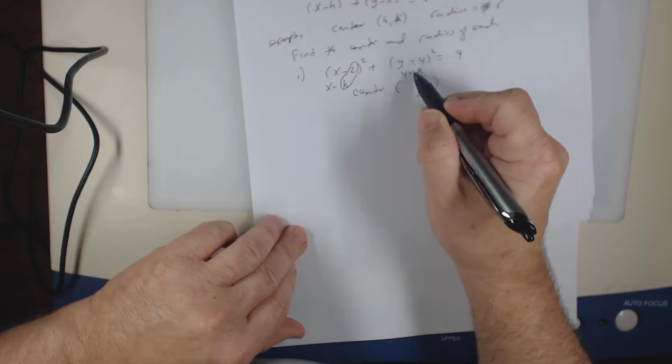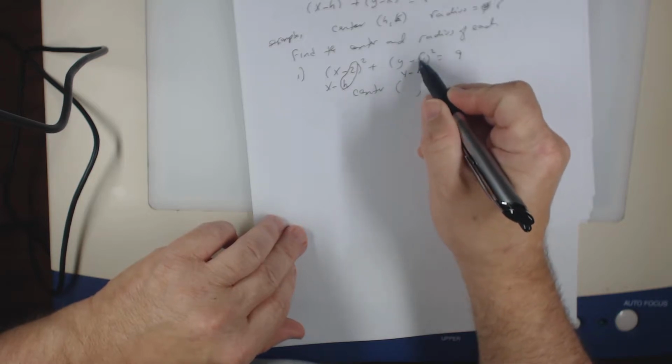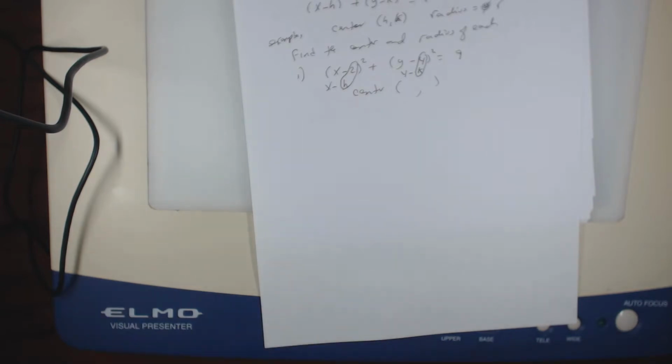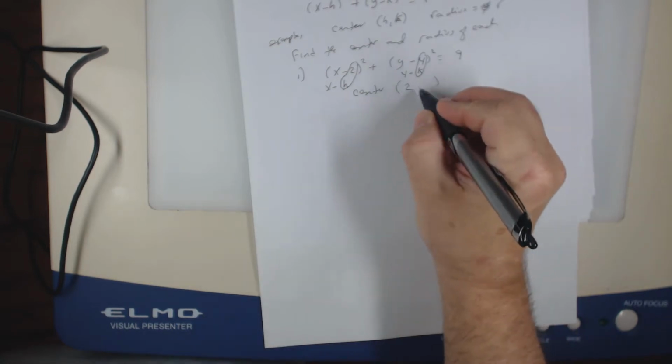Do I have the subtraction already? Yes. So k is what? Circle it, so you don't carry the negative. No. That's why you have to remember what the equation of a circle looks like. All right, so your center is (2, 4).